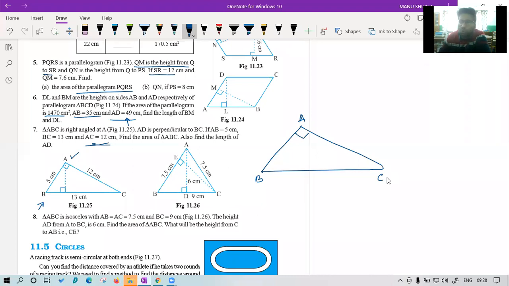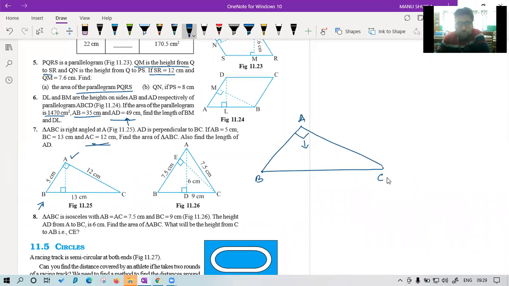Then class, tell me what is the hypotenuse? Please tell me what is the hypotenuse? If A is the right angle, then BC is the hypotenuse. Very good. Oh my God, Sarvagya, AC is not the hypotenuse. Always the side opposite to right angle is your hypotenuse.